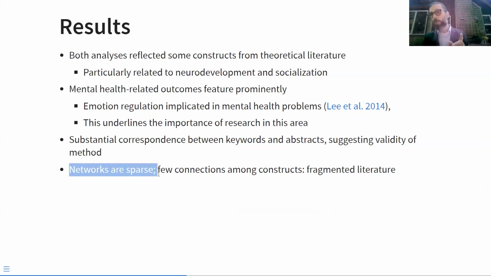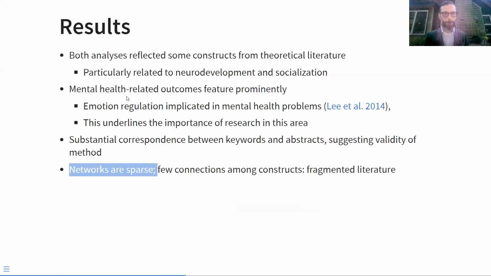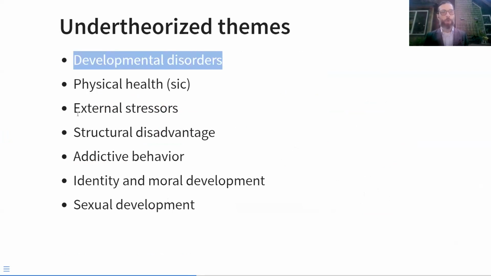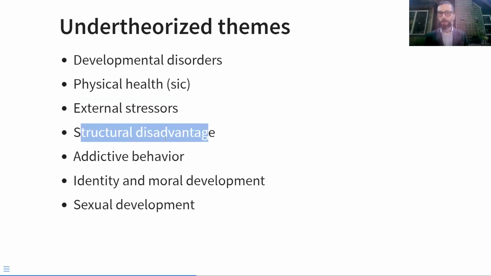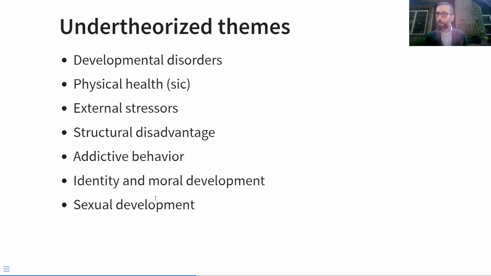So this problem that was previously identified, that this literature is somewhat fragmented, is also visually evident when we look at the networks extracted from this literature. So most terms are directly connected to emotion regulation, but not to each other. We also identified some under-theorized terms, mostly pertaining to developmental disorders, physical health, external stressors, structural disadvantage, addictive behavior, identity and moral development, and sexual development. So this helps us because this tells us what constructs are relevant in the field, but not represented in theory.